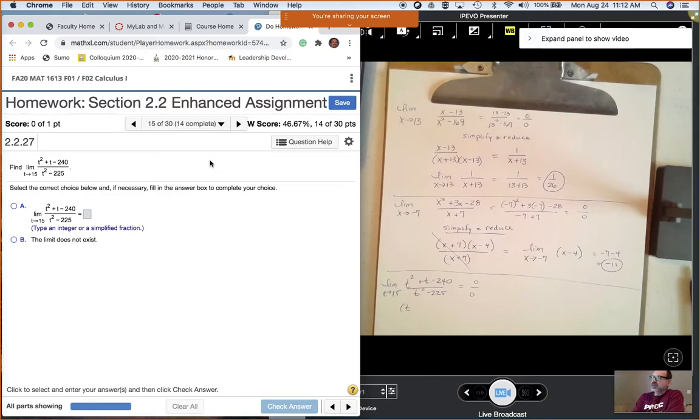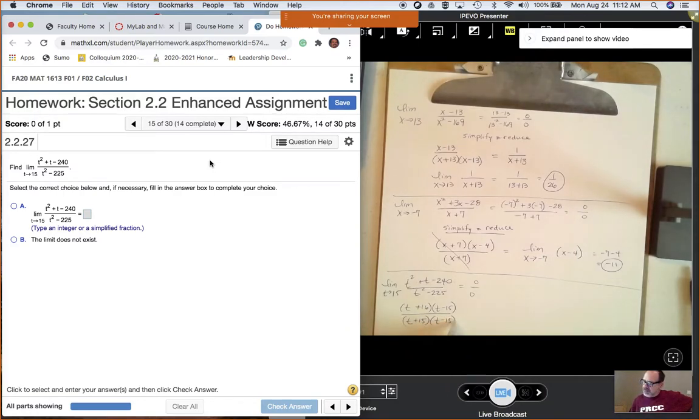See, 24 times 10 won't do it. 20 times 12 won't do it. 18. What is 240 divided by 18? Anybody know that one off the top of your head? Nope. 240 divided by 15. 15 and 16. Okay, so that would be t plus 16, t minus 15. The denominator is perfect squares, so that's t plus 15, t minus 15.